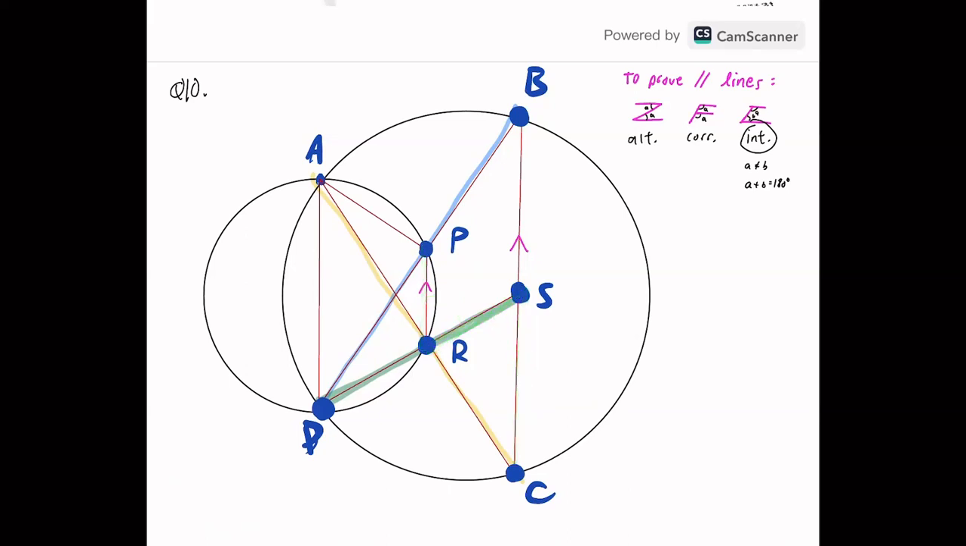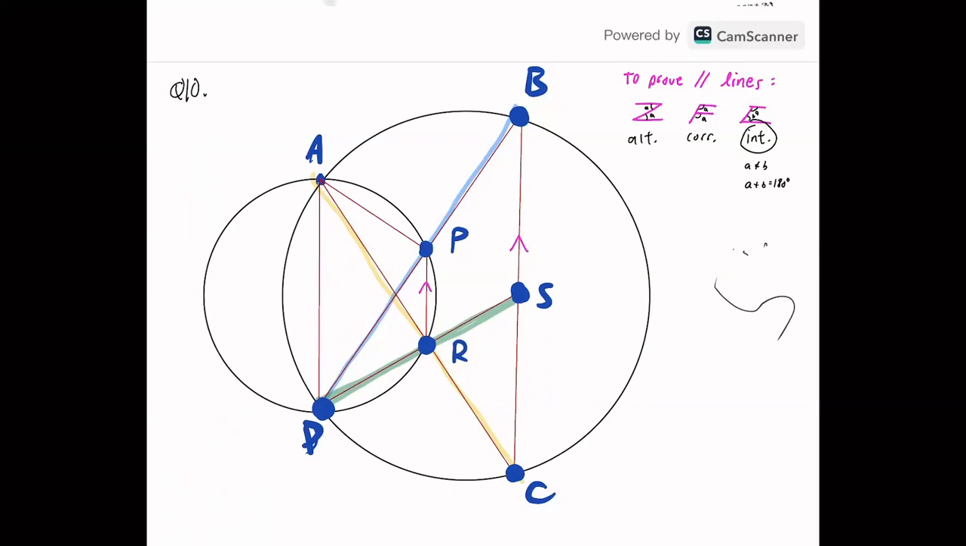They don't even give you anything. They ask you to prove parallel lines. You must know straight away you need to show either one of those shapes, the F, the Z, the C. You need to show those two angles are equal.